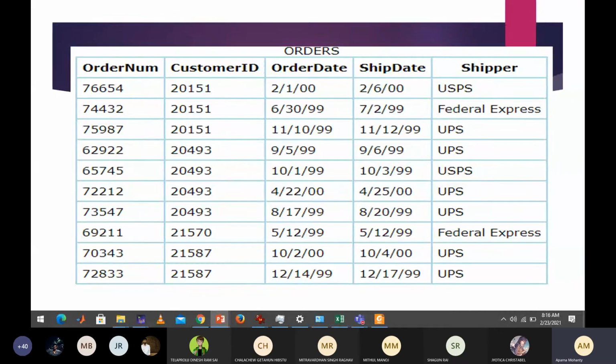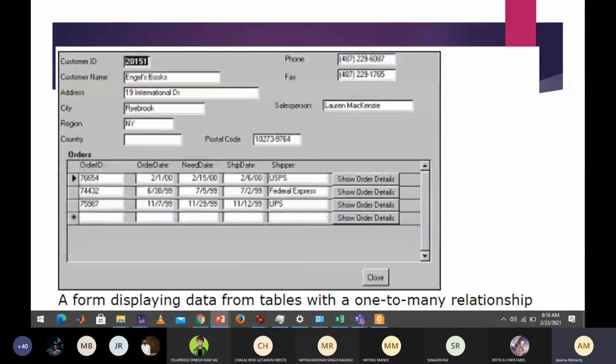This is the most common form of relationship that exists in this world. So keep in mind that one to many is the most common form of relationship. Next, this same one to many, I'll show you on one portal. The moment I type 20151, you will get the name of the customer, the address, and next, the different orders the same customer has placed.